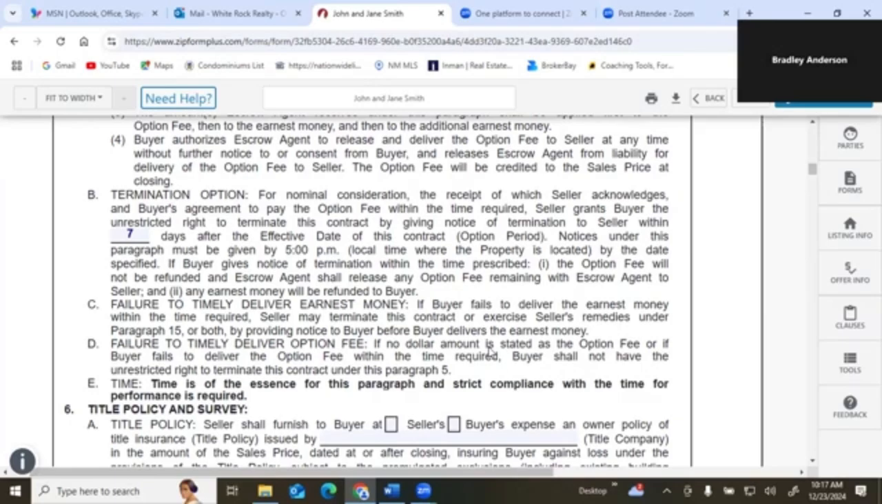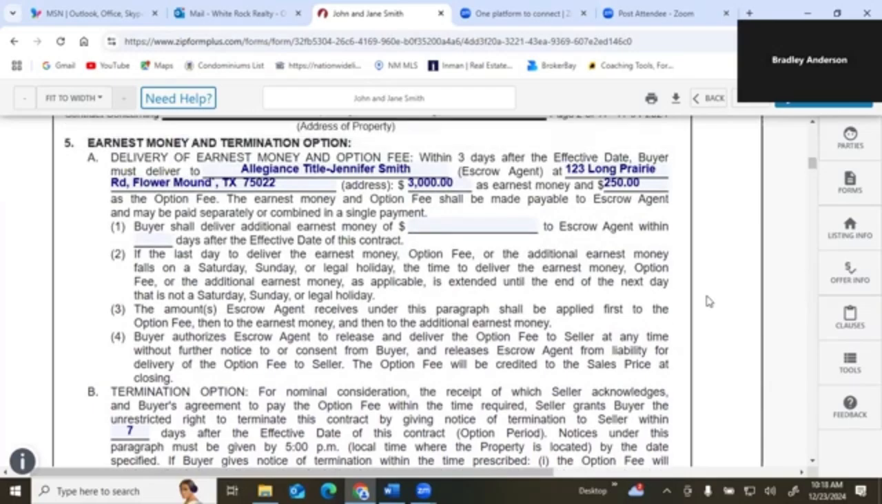Now, here's where it talks about failure to deliver. If buyer fails to deliver the earnest money within the time required, seller may terminate the contract or exercise the seller's remedies under paragraph 15. Paragraph 15, whenever that's mentioned, means that is when I can take legal action. Okay, same thing goes for the failure to deliver the option fee. So listen, if that option fee is not delivered by the time prescribed, then there is no option period. Okay, there is no option period.